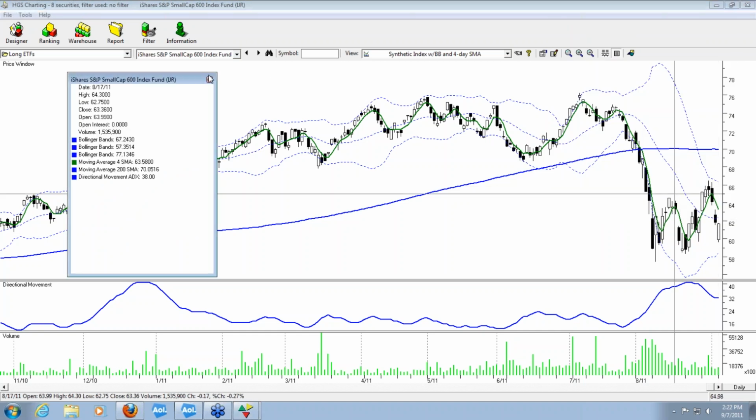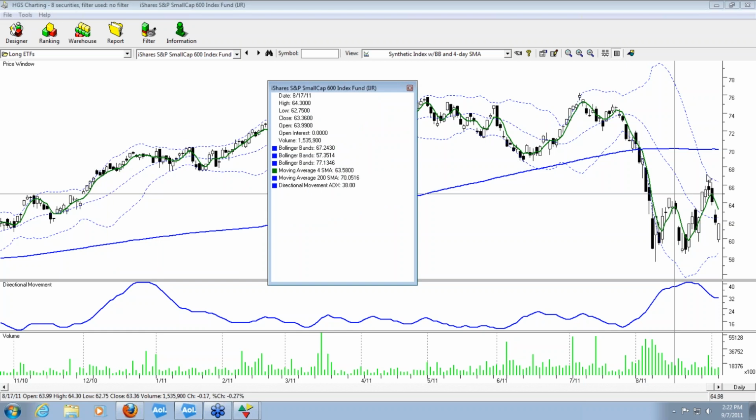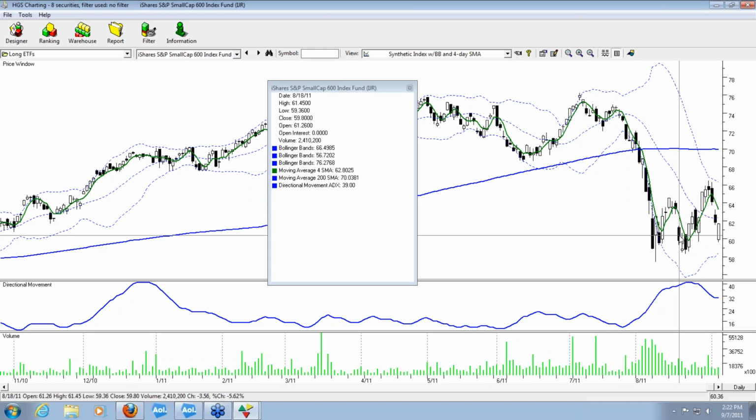On this day, we closed at 63.36, and the 4-day was 63.58. We closed below. We'd want to get out. Unfortunately, there was a huge gap down the next day, and you would have taken a big hit. In fact, had you gotten in here, you would have lost money because of this huge gap.